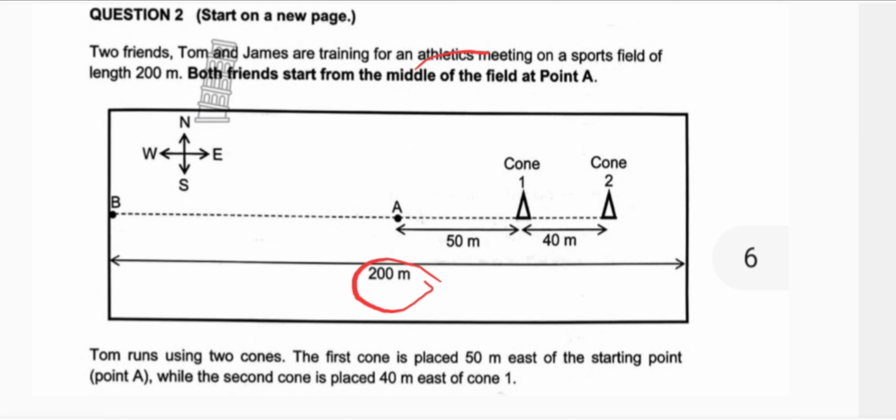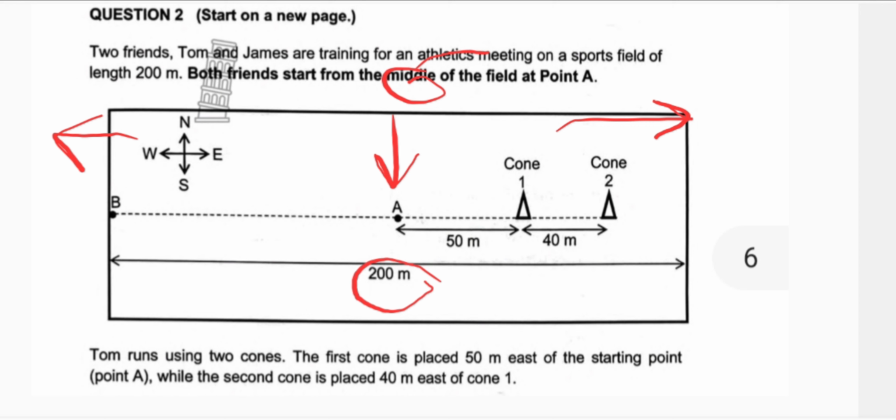Now they say both friends start from the middle of the field at point A. So it means this is where they will start with their training. This is where they will start perhaps with running or whatever they'll be doing here. Which means that when they go to the west, there is about 100 meters to the west. When they go to the east also, there is 100 meters to the east. Why? Because remember, this whole sports field takes about 200 meters, but they decide to start in the middle of the field at point A.